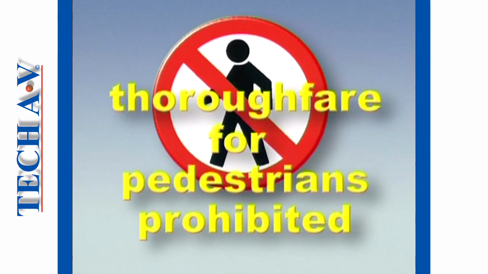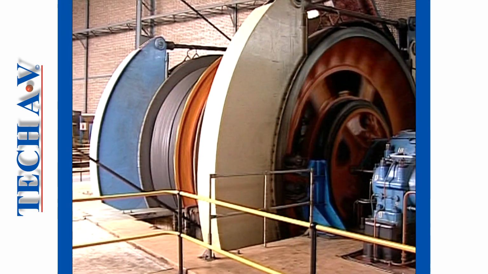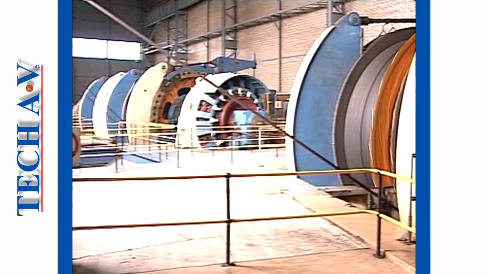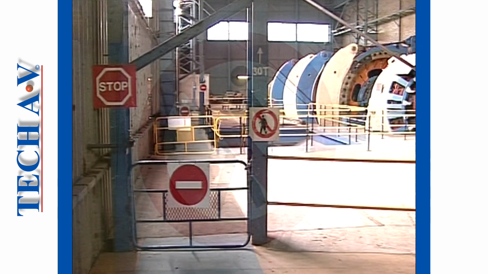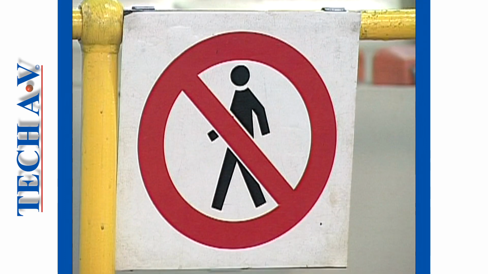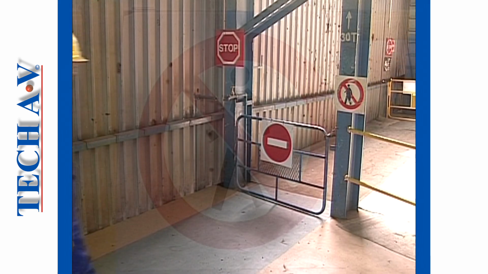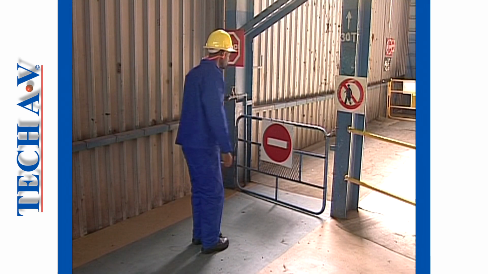The thoroughfare for pedestrians prohibited sign. Certain areas could be dangerous. This sign indicates that no pedestrians are allowed. You are therefore not allowed to use this area as a walkway. Find an alternative route.